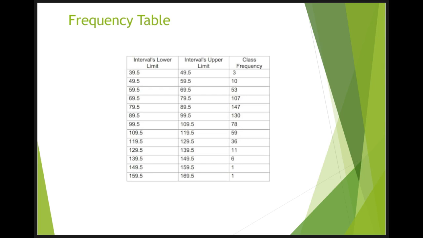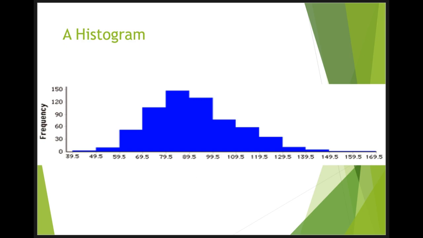Now we are ready to create our histogram from this frequency table. We simply need to change the frequencies into bars. Here we change the frequency counts into bars of various heights, and here's the resulting histogram. The first interval extends from 39.5 to 49.5 and includes 3 scores. The interval with the most scores, 147, extends from 79.5 to 89.5. Importantly, the height of the graph at each interval corresponds to the number of scores in it.